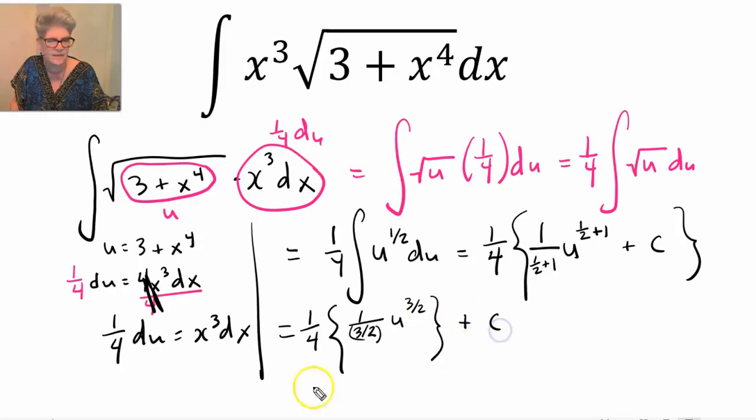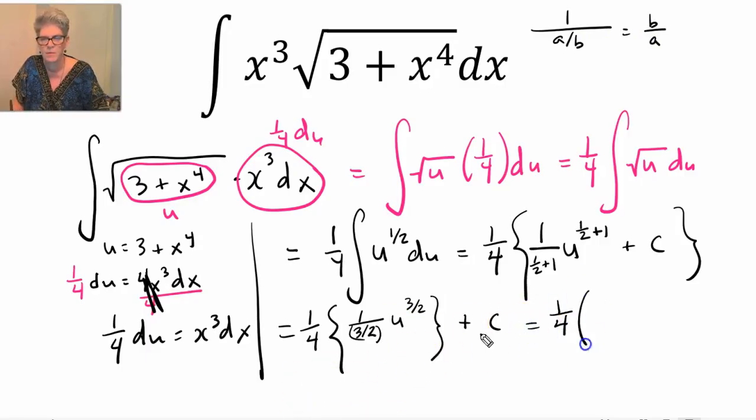I can leave that C because 1/4 times a constant is still going to be a constant, so you don't worry about that. Okay, now 1 over a fraction is the flip of the fraction. If you have 1 over a fraction, it's going to be the flip of the fraction. So this is going to be 1/4 times 1 over 3/2 is 2/3.